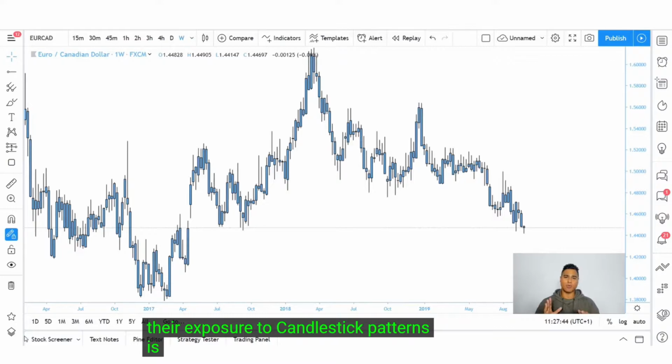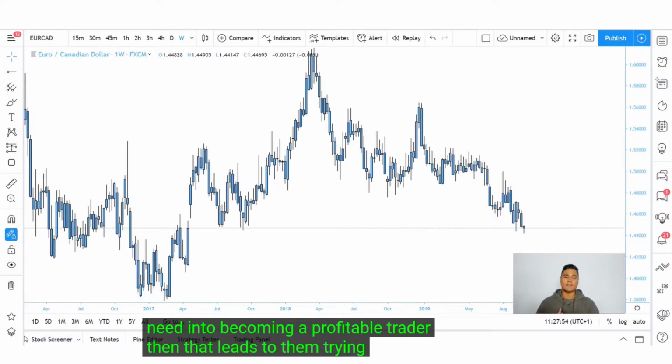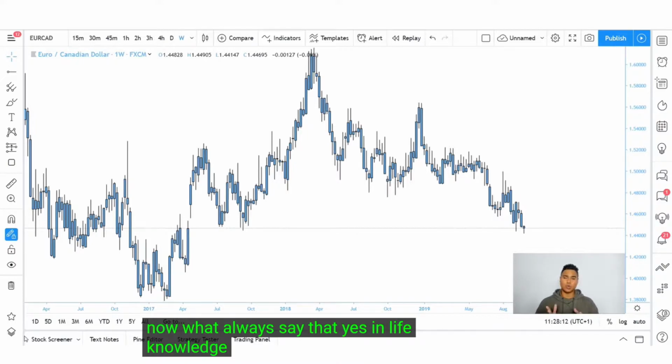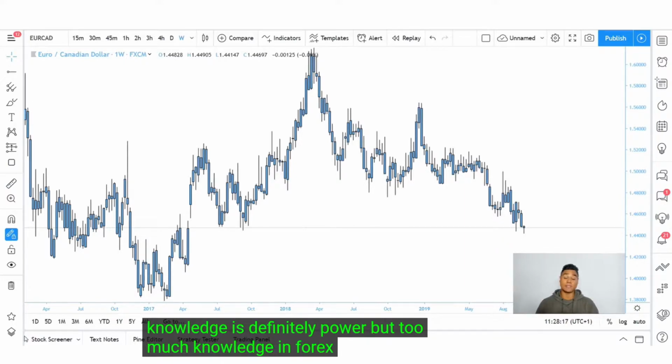Then that leads to them trying to memorize as many possible patterns, and then they take that knowledge into the markets, place a few support and resistance lines, and then trade. Unfortunately, you will find as time goes on, it doesn't work like that. I always say that yes, in life, knowledge is definitely power, but too much knowledge in Forex is poison.